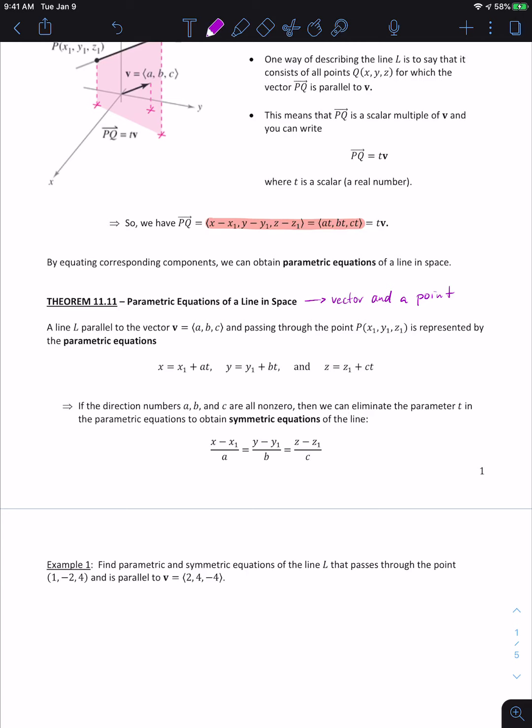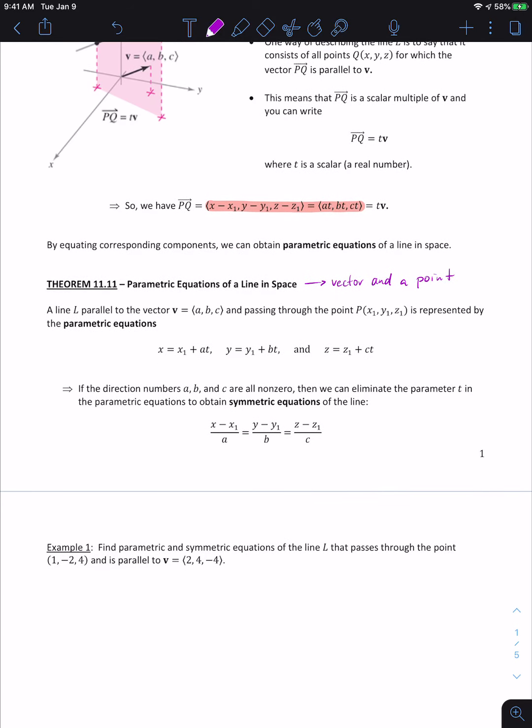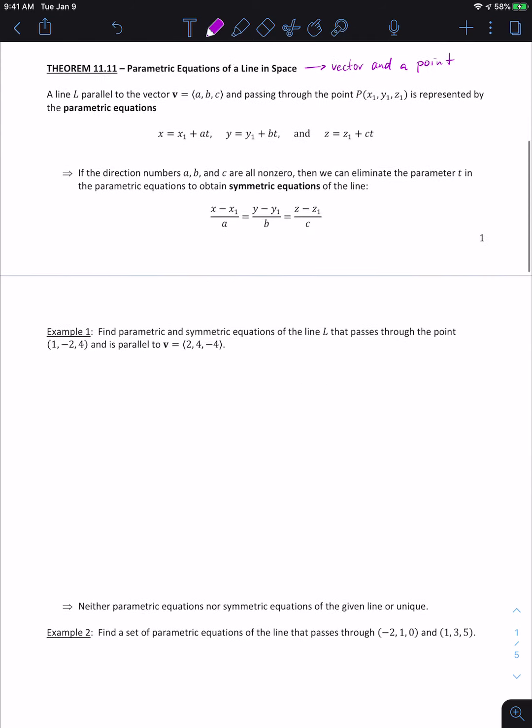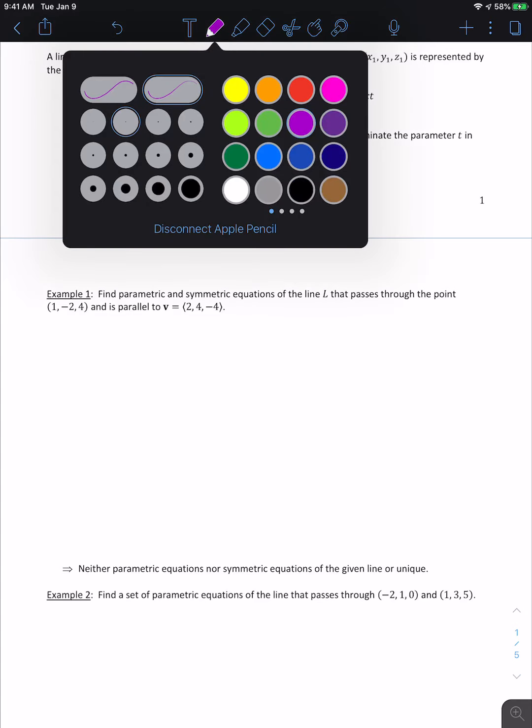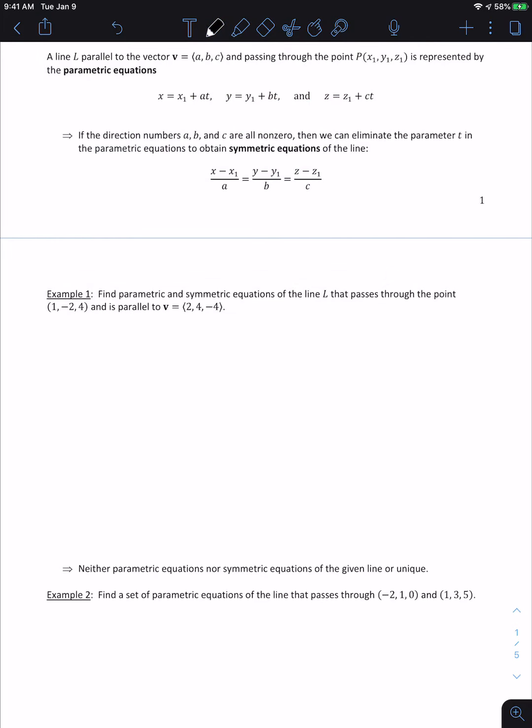But the idea is if I solve each one of these for t, then I can set them equal to each other, and I get those symmetric equations. Okay, so let's go ahead and do this. Find the parametric and symmetric equations for the line L that passes through the point (1, -2, 4) and is parallel to V. So we have our point, and we have our vector, right?